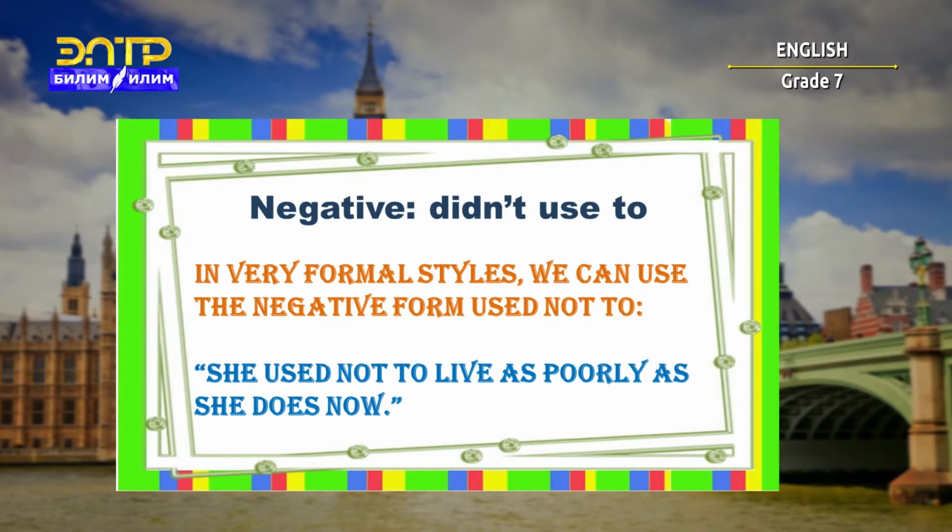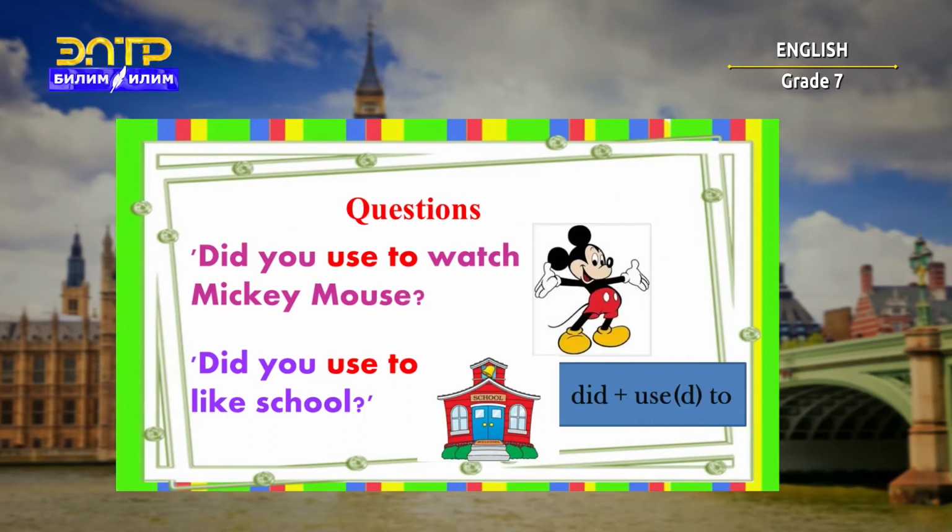In very formal styles, we can use the negative form used not to. For example, she used not to live as poorly as she does now. We normally make tags after used to with auxiliary did. For example, he used to be your boss, did he? Or we used to love going to the museum, didn't we?